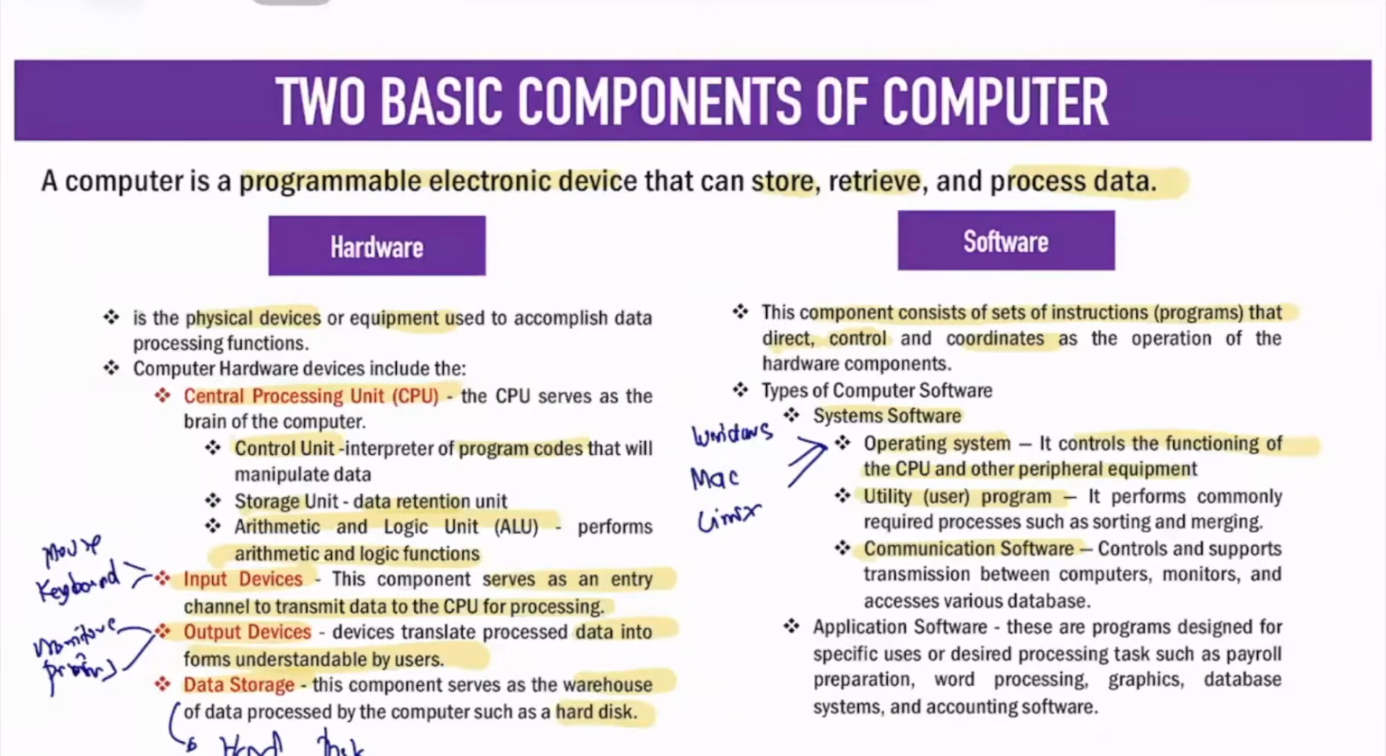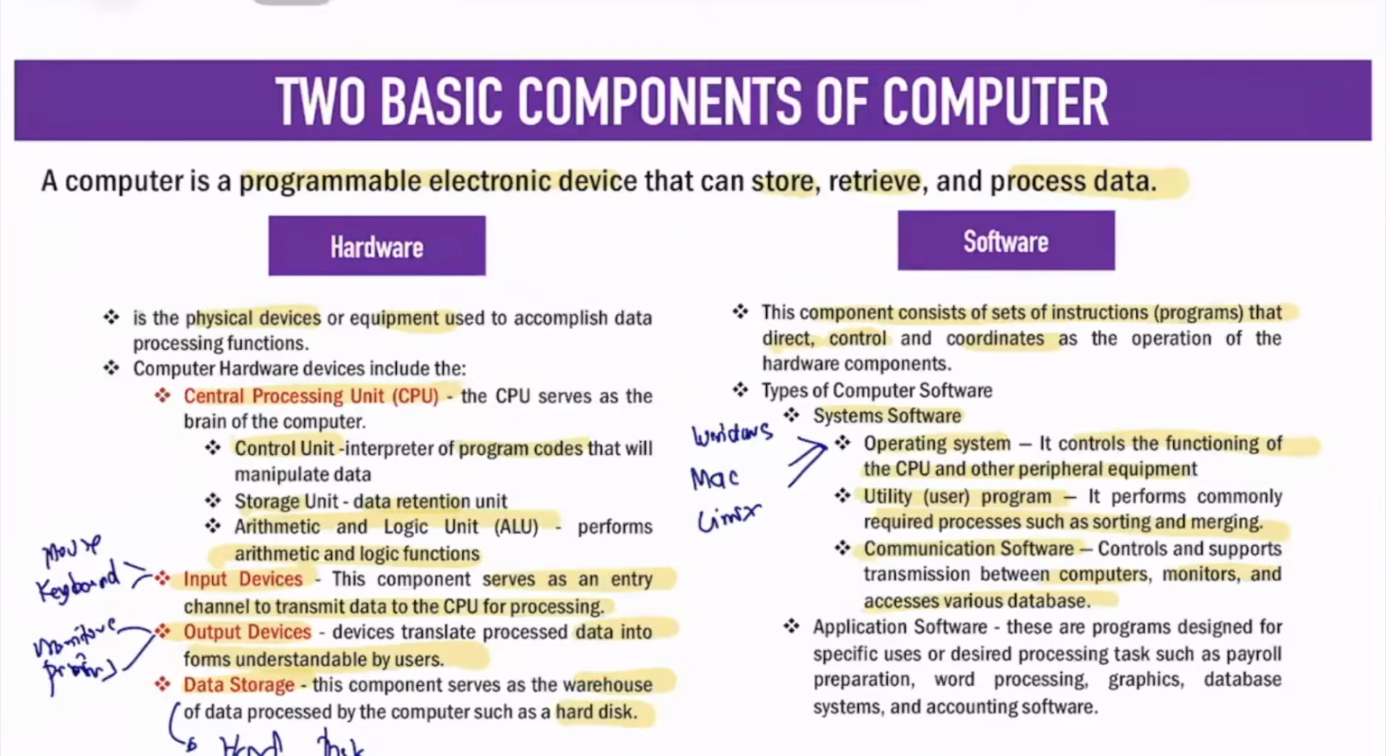Also, we have your utility or user program. It performs commonly required processes such as sorting and merging. Normally this handles common file data manipulation and the common housekeeping tasks or the normal utilities. Kaya siya tinatawag din na housekeeping task. You also have your communication software. It controls and supports transmission between your computers, monitors, and accesses various databases. So those are your system software.